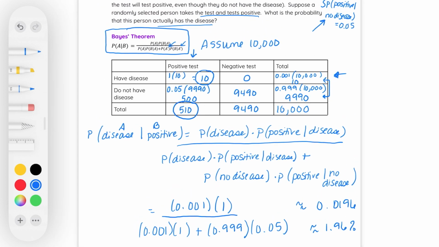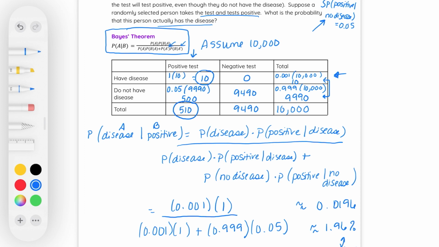So again, if we look at the probability that we're looking for, disease, given that they test positive. Well, this means that they have the disease, given that they test positive. So given that they test positive was 510 people, they have the disease is 10, and when we plug that into our calculator, we also get the exact same decimal.